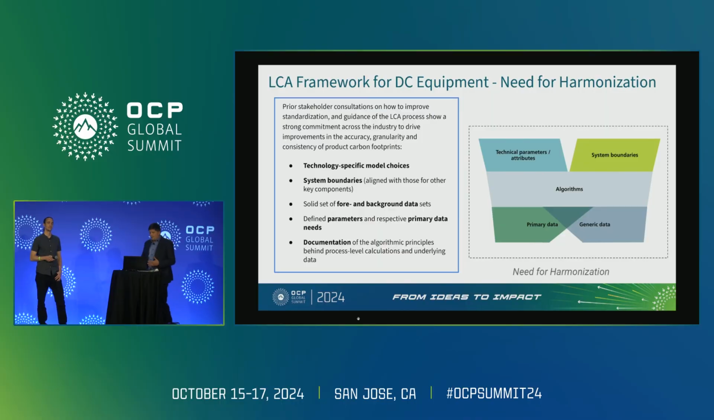We talked briefly about the primary data needs. There need to be minimum requirements on the kind of data we plug into our assessment, and we need to set some requirements around the quality of these data sets that we are collecting from suppliers and plugging into the analysis. And then obviously the documentation of the framework, which could potentially lead to blueprints that we could use for LCA analysis in this space.